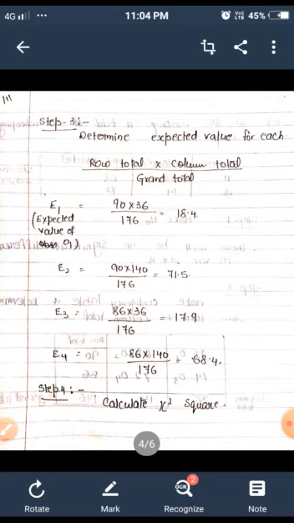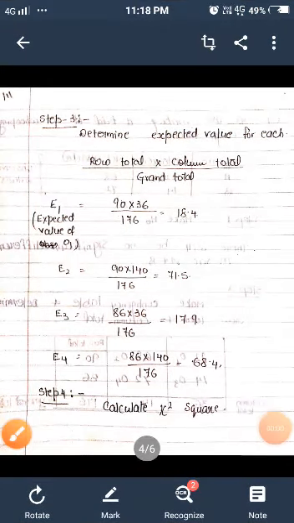Okay, the expected value for the first one. The first row total was 90, column total was 36, and grand total is 176. So after calculation you are getting the value 18.4. Okay, 18.4, that is our first expected value. And the second expected value is 90 into 140 divided by 176.